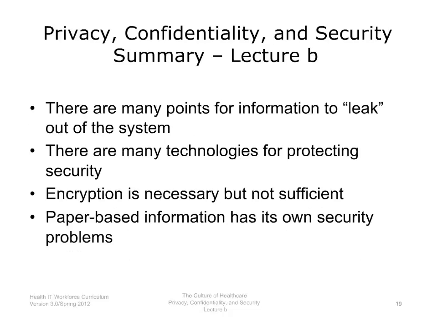This concludes Lecture B of Privacy, Confidentiality, and Security. In summary, there are many points where private patient information can leak out of the healthcare system. There are also many technologies for protecting security that must be used. One of these, encryption, is necessary but not sufficient by itself. Finally, issues of privacy and security apply to both electronic and paper-based information.